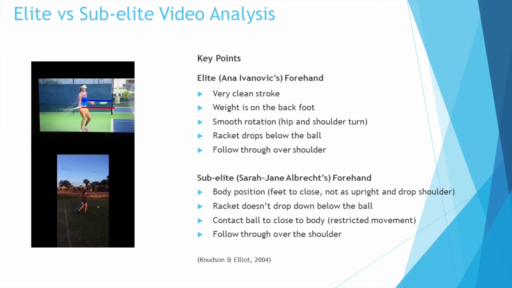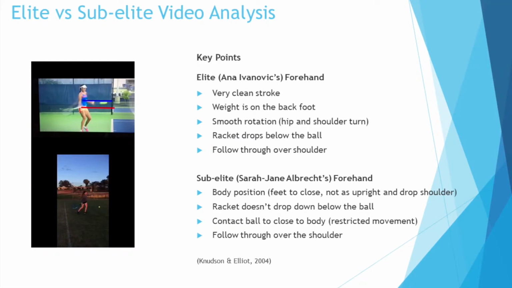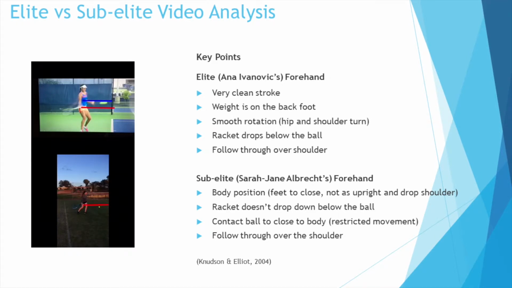The red line represents the tip of the racket and the blue line represents the height of the ball. You can see that the tip of the racket is below the height of the ball, which is how it's meant to be, whereas on mine, the tip of that racket head is slightly higher than the height of the ball. So that's one area of difference.